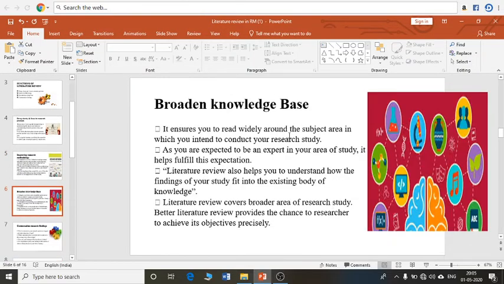So next is broadening your knowledge base. This literature review ensures that you read widely around the subject area in which you intend to conduct your research study. See, it is very important to know what other researchers found in regard to the same or similar questions, what theories have been put forward, and also what gaps exist in the relevant body of knowledge.